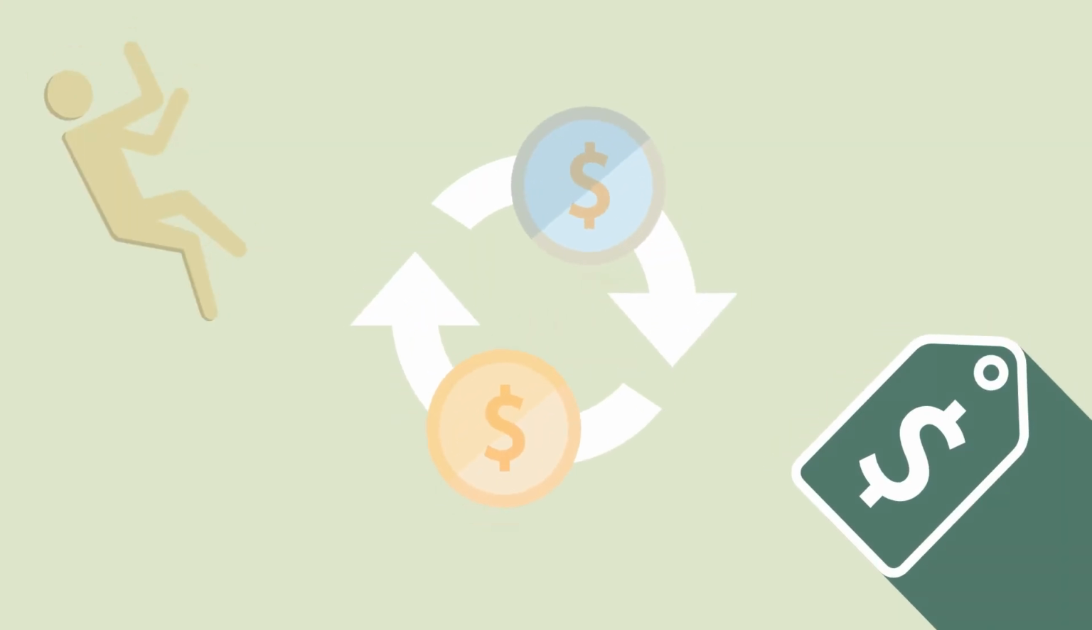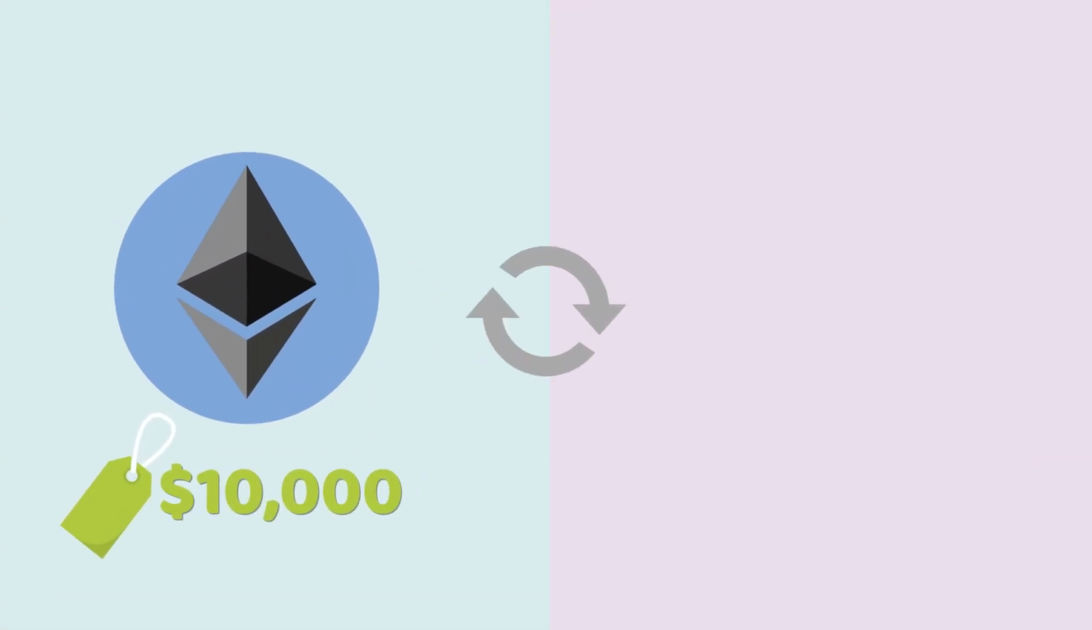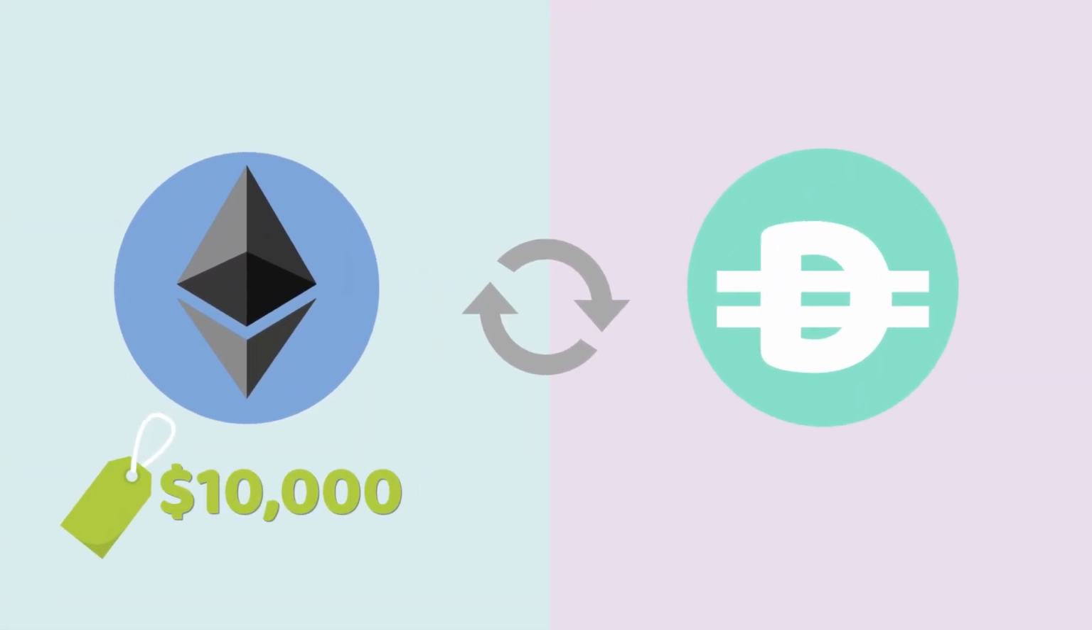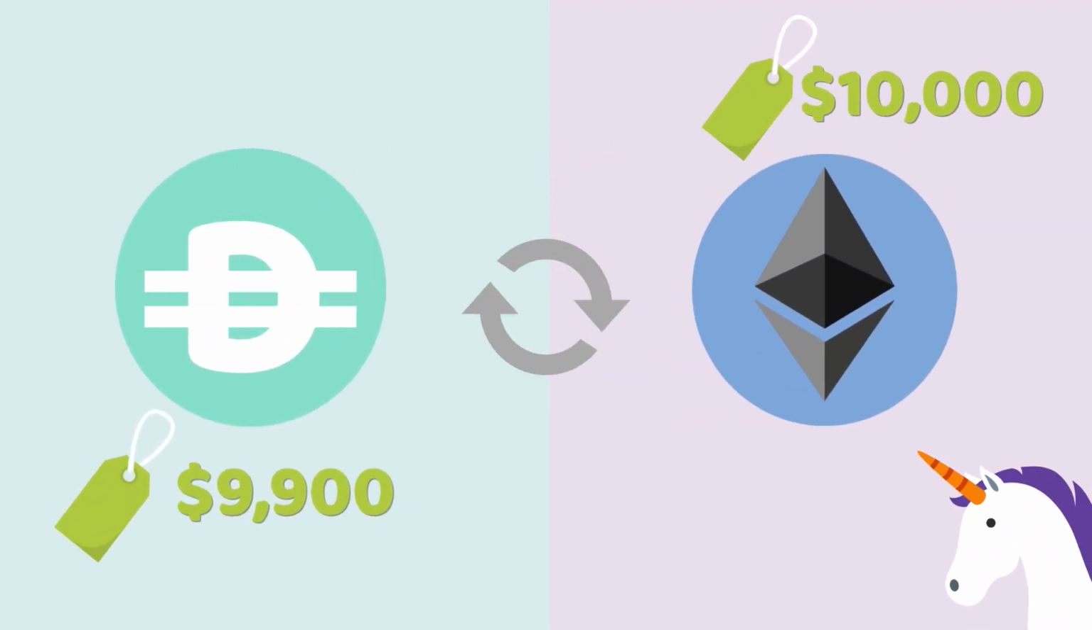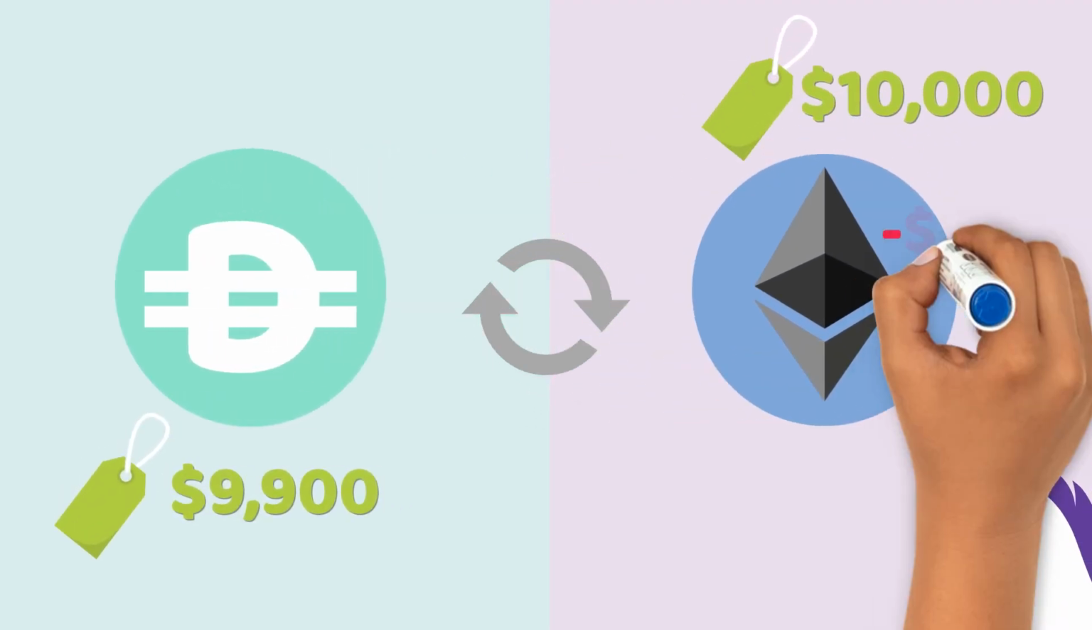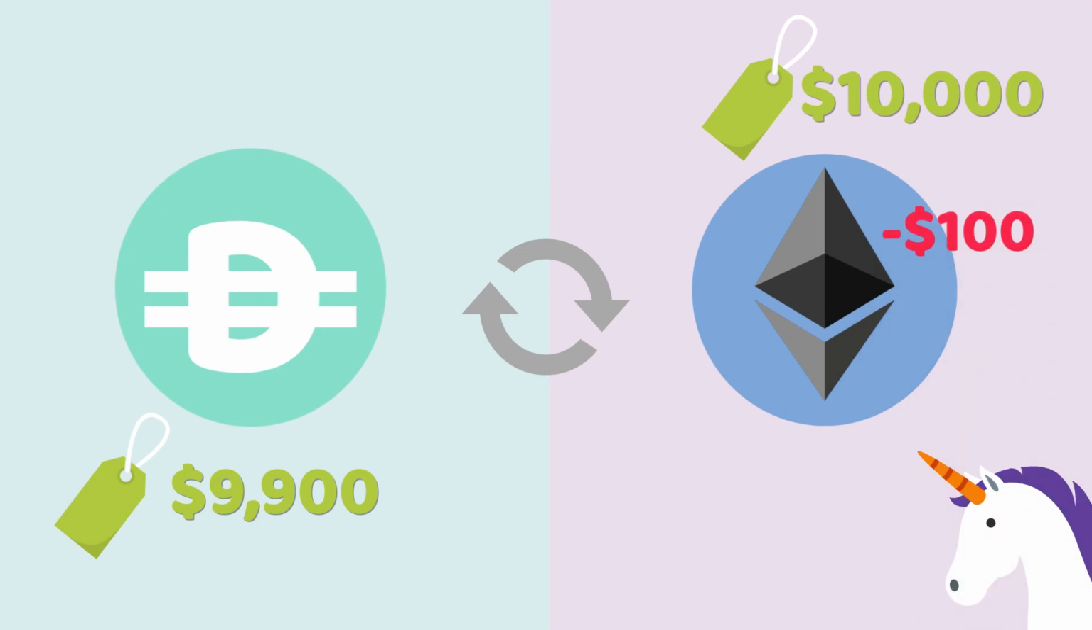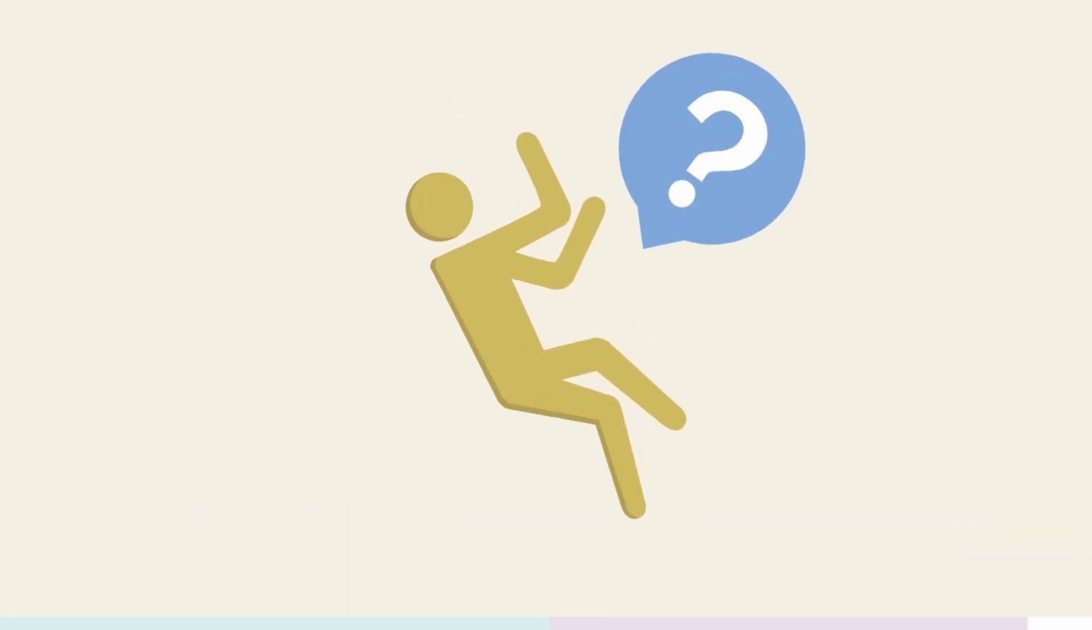Slippage refers to the price impact from swapping one token for another. For example, if I were to swap $10,000 worth of ETH for DAI on Uniswap, I might receive only $9,900 instead of the entire $10,000. The difference of $100, or around 1% of the initial amount in this case, is lost to slippage. But why does slippage happen?